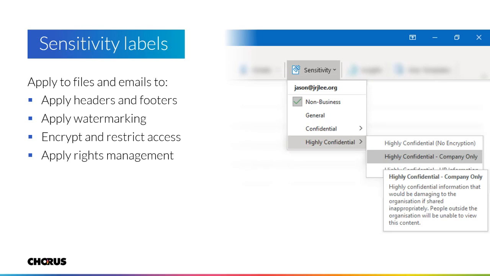So we can apply sensitivity labels to files and to emails to do various things, to apply headers and footers, to apply watermarking, so the background of our email or document, to actually apply protection, so to encrypt the content and restrict who can access it, who can do various things with it, and to apply rights management. And the image on the right shows you how this looks in any of the client applications, so both in Outlook or in Office, in Excel, in PowerPoint.